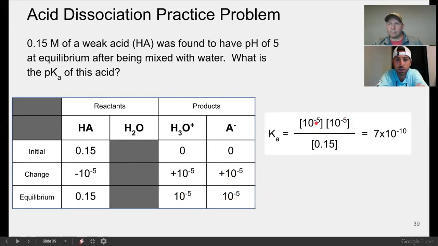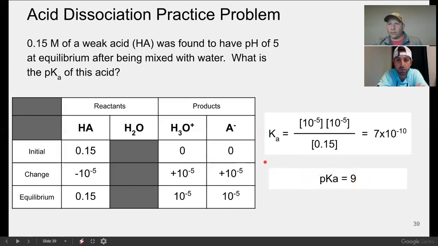Again, 10 to the negative 5, 10 to the negative 5 divided by 0.15, just like we did last time. 7 e to the negative 10th. I bet this is a weak one. You ready? Oh, pKa is about 9. So of the 3 that we've had, this is the weakest of all of them, isn't it?